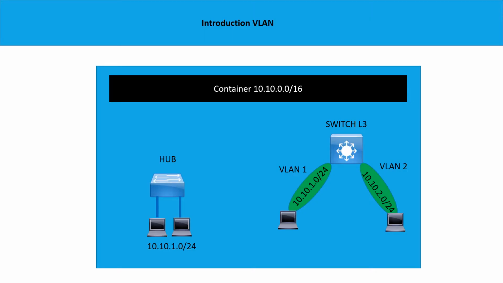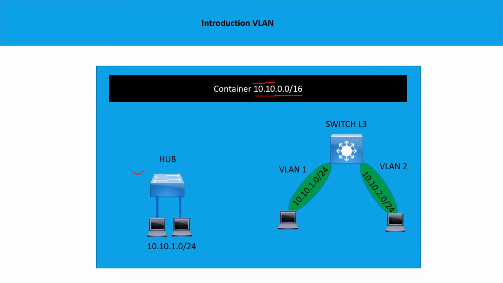Let's get started. First of all, our concept of the container should be very clear. Here on my screen, you can see I have chosen a network which is going to be class A, 10.10.0.0/16. So 10.10 is going to be reserved. The net mask is going to be 255.255.0.0.